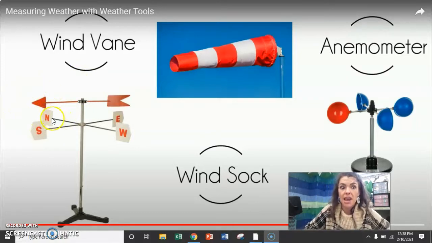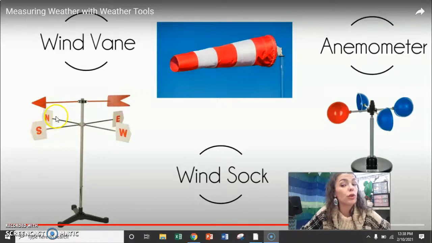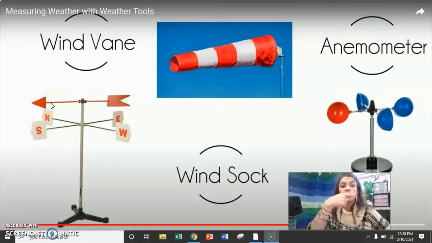Remember these letters? Never eat soggy waffles. If it points to the S, that means the wind is blowing to the south. If it points to the N, that means the wind is blowing to the north. We use our directions and our arrow up on the roof to show the direction of the wind.